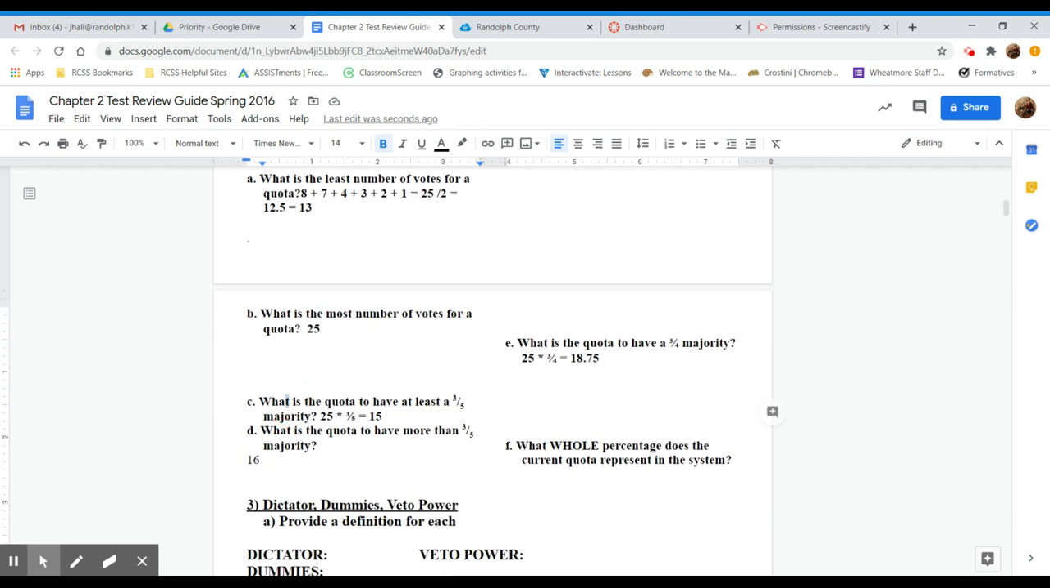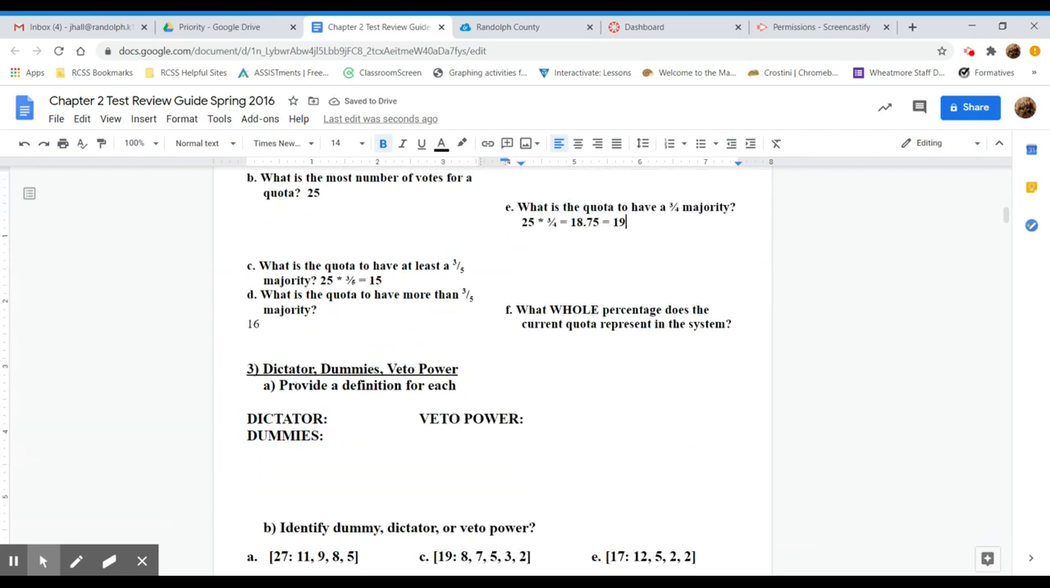So part C then says, what is the quota to have at least 3/5 of the majority? So at least 3/5 can be 3/5. We take what all of their weights equal, we multiply it by 3/5, and we get 15. So 15 is going to be at least 3/5 of the majority. What is the quota to have more than 3/5? Well, if 15 is to have 3/5, then just go up one more and there's 16. 16 is going to be more than 3/5 majority. What is the quota to have a 3/4 majority? Just take the total, multiply it by 3/4, you get 18.75. The problem is, again, we can't have 18.75, so we're going to have to round that up to 19.